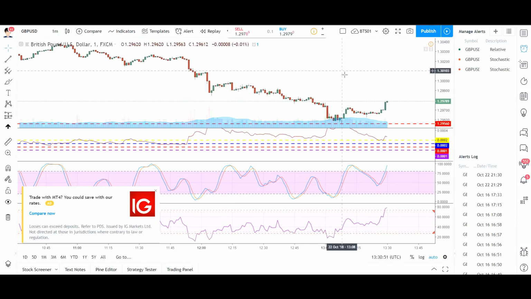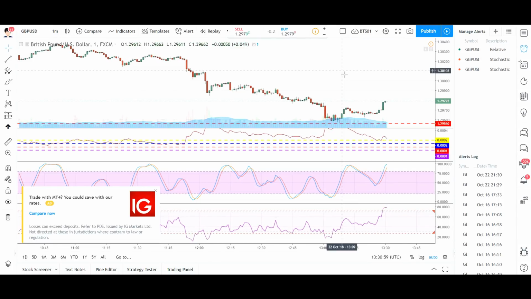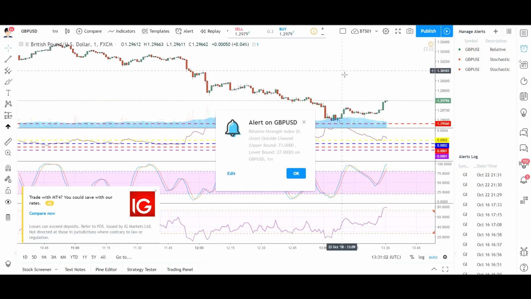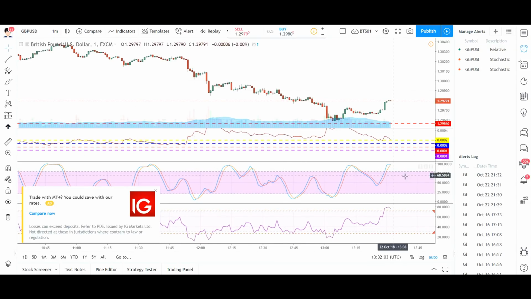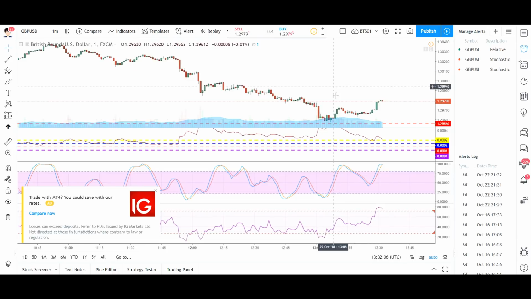So right now the stochastic RSI, the blue line is parallel with the red line, so we have to wait for the blue line to cross over the red line to form an X maybe. Alright, so you can see the alert that I've set up for the RSI has rung again, so it's gonna ring every single candle as long as it's outside the channel. Alright, so it's about to cross right now. So the blue line is touching the red line, so let's wait for it to form a small X where the blue line is crossing over the red line, and then we'll turn on the robot at that very moment.